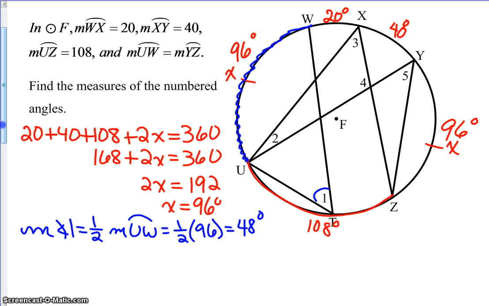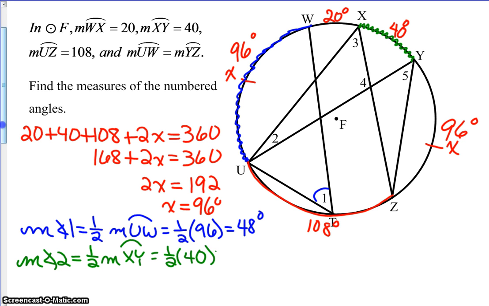Moving on to angle 2, I look and see what arc it intercepts. And I can see angle 2 intercepts arc XY, which is 48 degrees. So the measure of angle 2 equals 1/2 times the measure of arc XY, which equals 1/2 of, not 48 degrees, I can't read my own handwriting, 40 degrees. And half of 40 is 20 degrees. Let me make that look better. There we go.